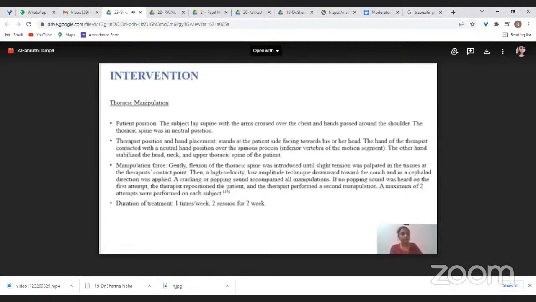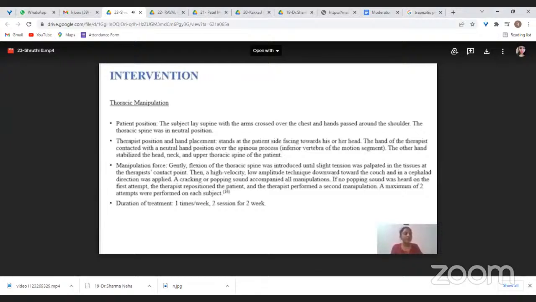So the interventions for the study, as I told before, are thoracic spine manipulation and cervical scapulothoracic stabilization. Now I'll explain in detail the performance procedure of this intervention. Firstly, the thoracic spine manipulation.